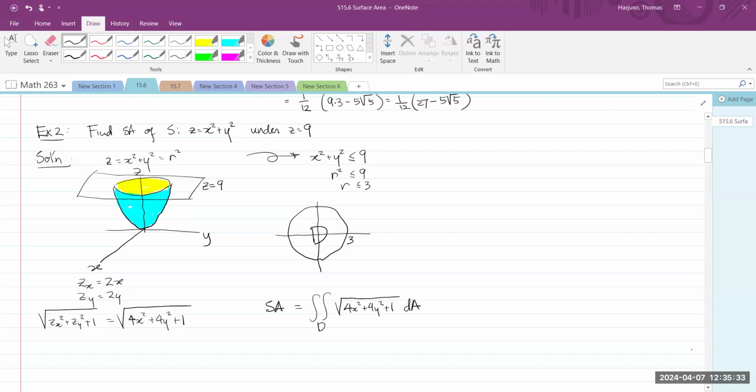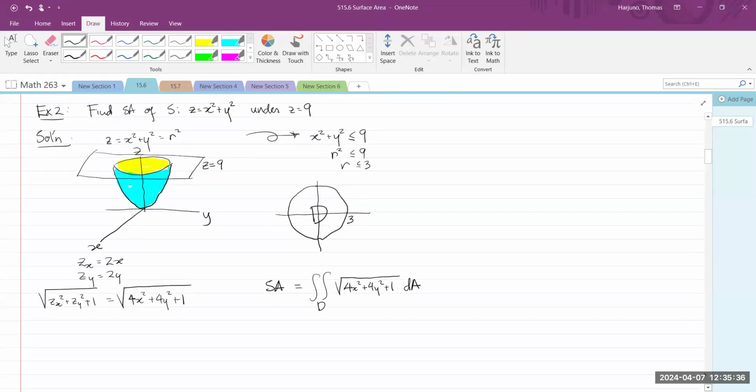But the shape of the domain seems easier to deal with in polar, and at the same time, the integrand will give us a simple function when we write that in polar also. So when we set up the D in polar, the theta is from 0 to 2 pi, and then the radius from 0 to 3, of the square root of 4r squared plus 1 times r dr d theta.